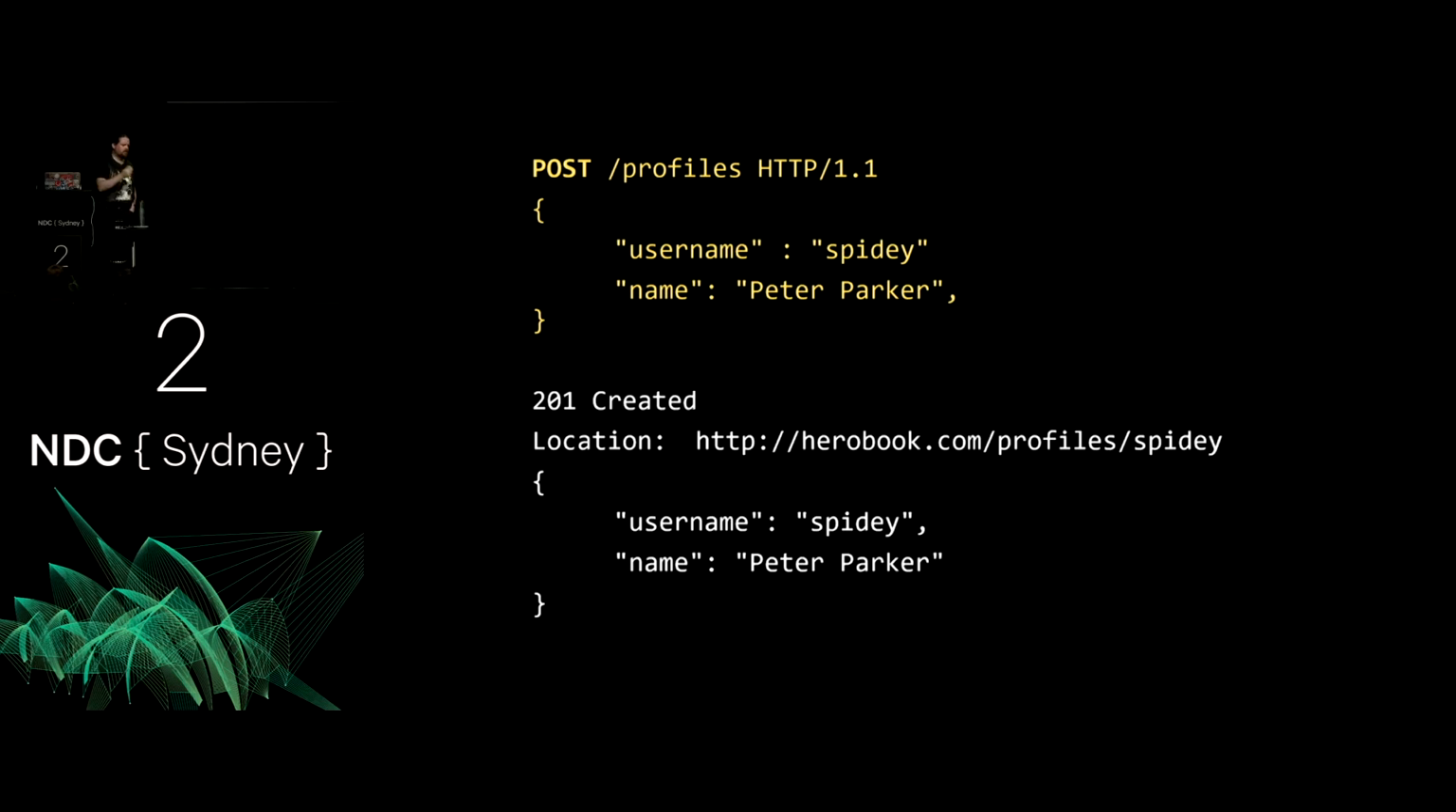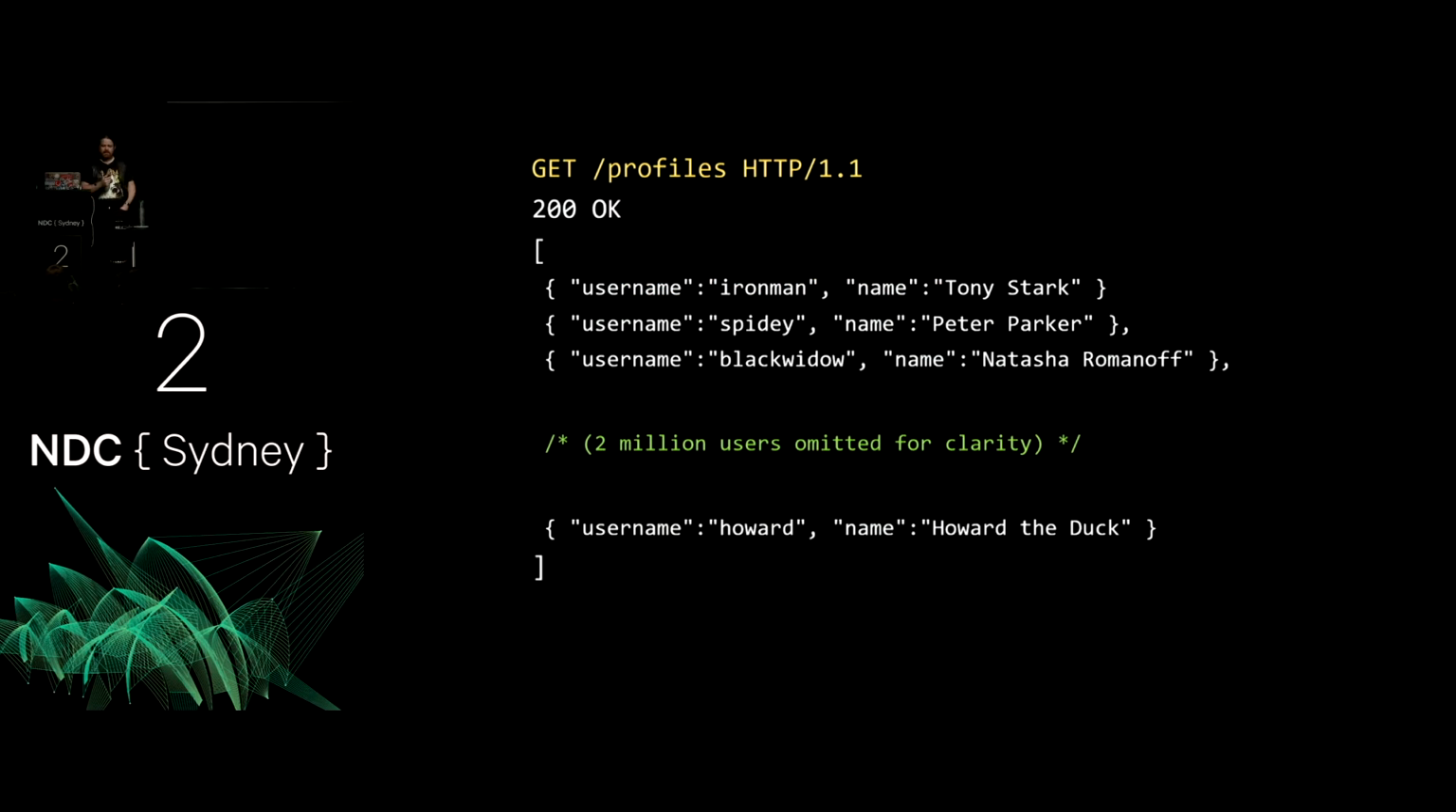And this is brilliant. Iron Man goes and tells all his mates about it, and Spider-Man tells all his mates about it, and we get up in the morning, and 2 million people have joined our social network by posting their own stuff in JSON.